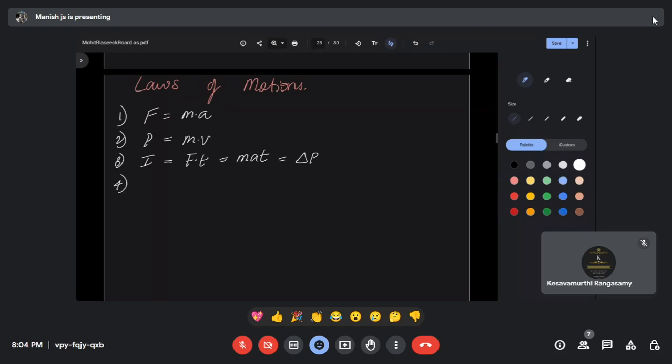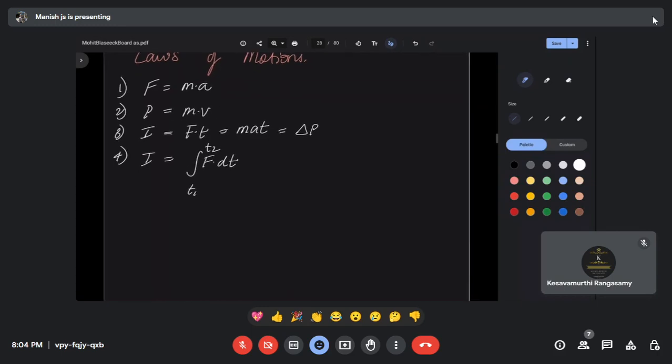Impulse can also be expressed in terms of an integral. So I is also equal to the integration of F dt, from time t1 to t2. This is also quite important.